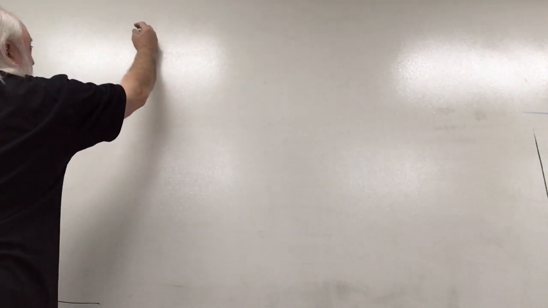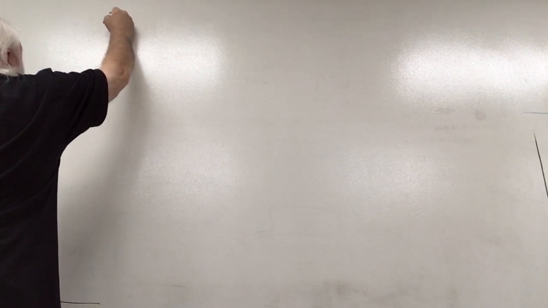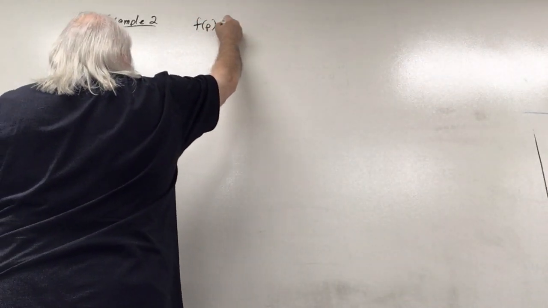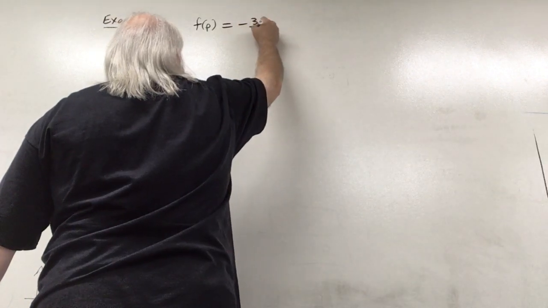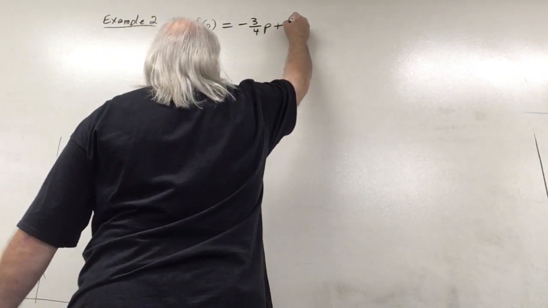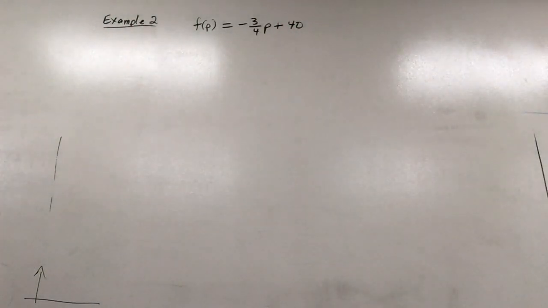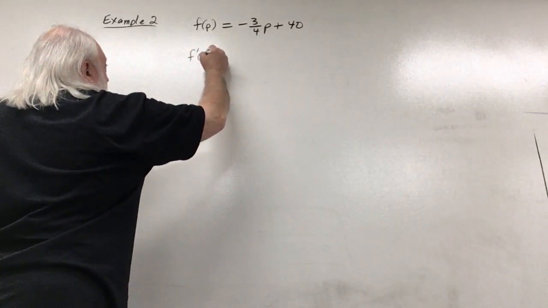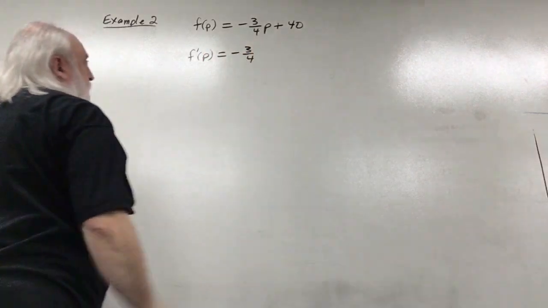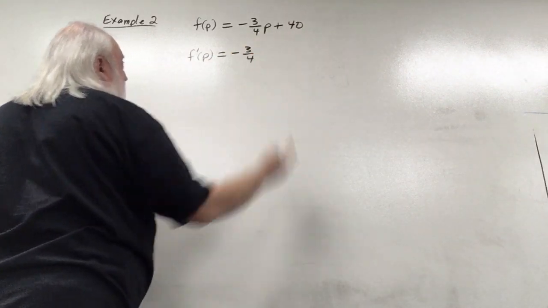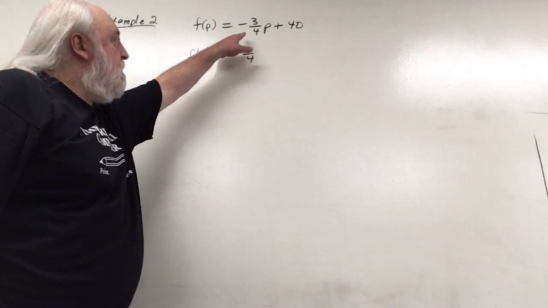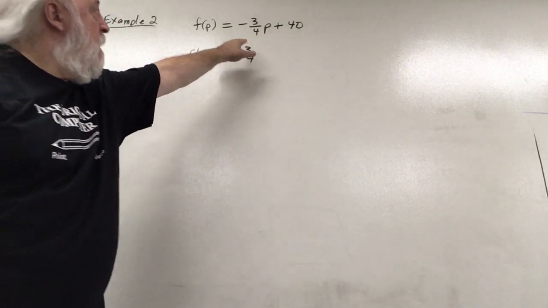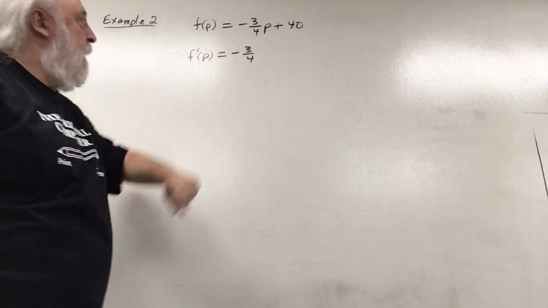So you're given the demand function in example 2: f of p is equal to minus 3/4 p plus 40. So in calculating the elasticity function, we need the derivative, f prime of p, and f prime of p is equal to minus 3/4. Derivative of minus 3/4 p is minus 3/4, derivative of a constant is 0. And you could have also got that by just realizing this is a linear function. And so the graph of a linear function is a straight line, and the slope of the straight line would be minus 3/4.